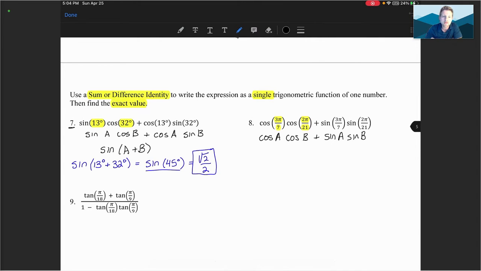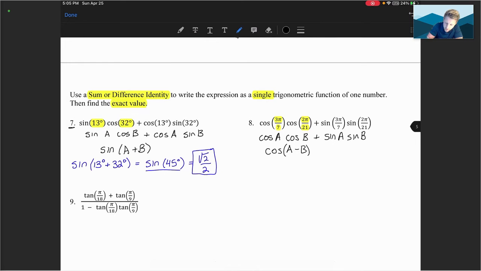So again, take a moment, see what identity we are working with. We have the product of cosines plus the product of sine functions. If you take a look at the identity list that we have, this will be a cosine and it will be a difference of cosines. So this would have the form of cosine of A minus B. So when I evaluate this expression, my A in this expression is 3 pi over 7, and my B is 2 pi over 21.